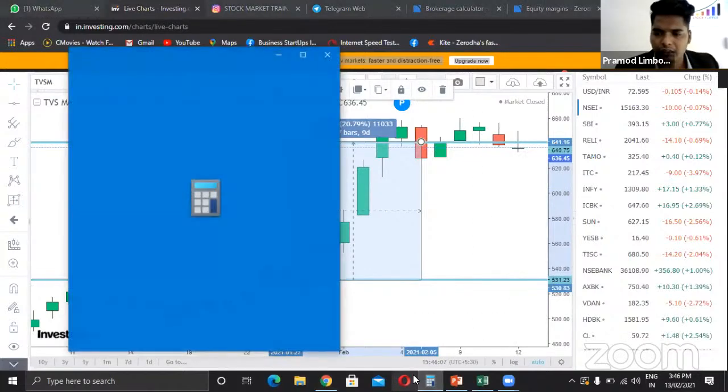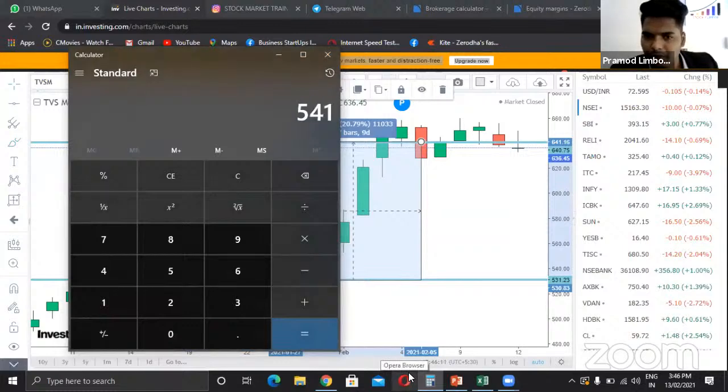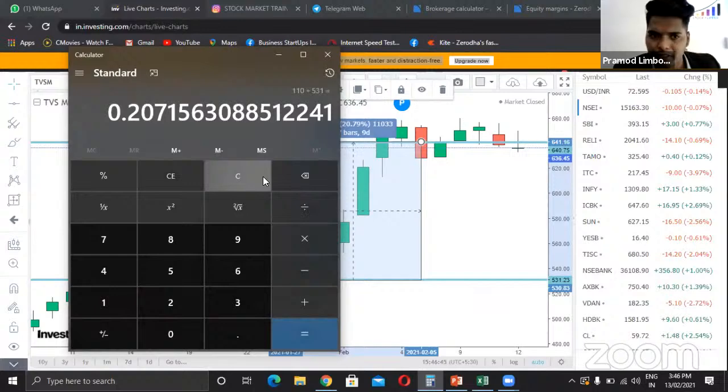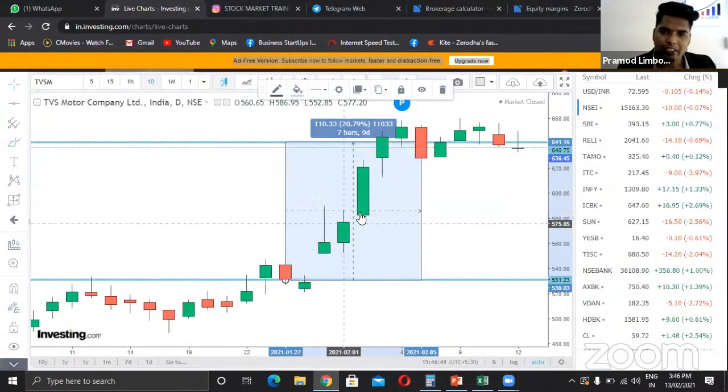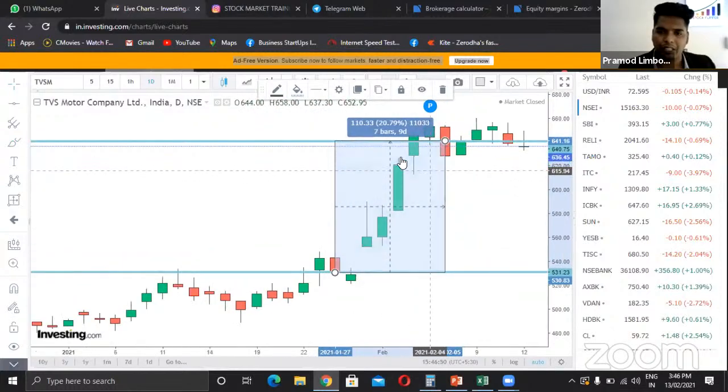641 minus 531, around 110 rupees of profit I booked. If you calculate the return, it's around 20% return in just 9 days.